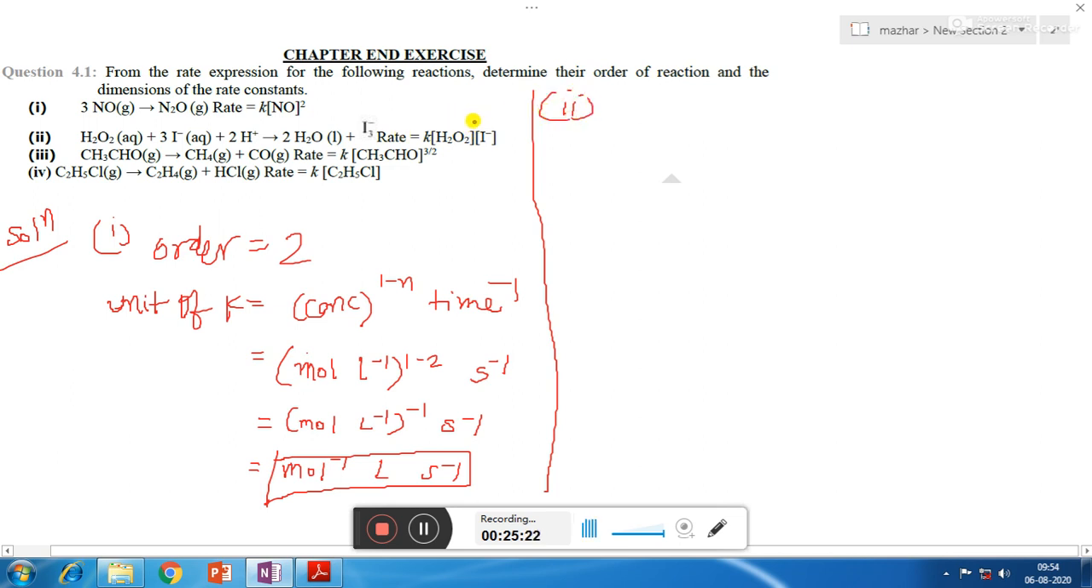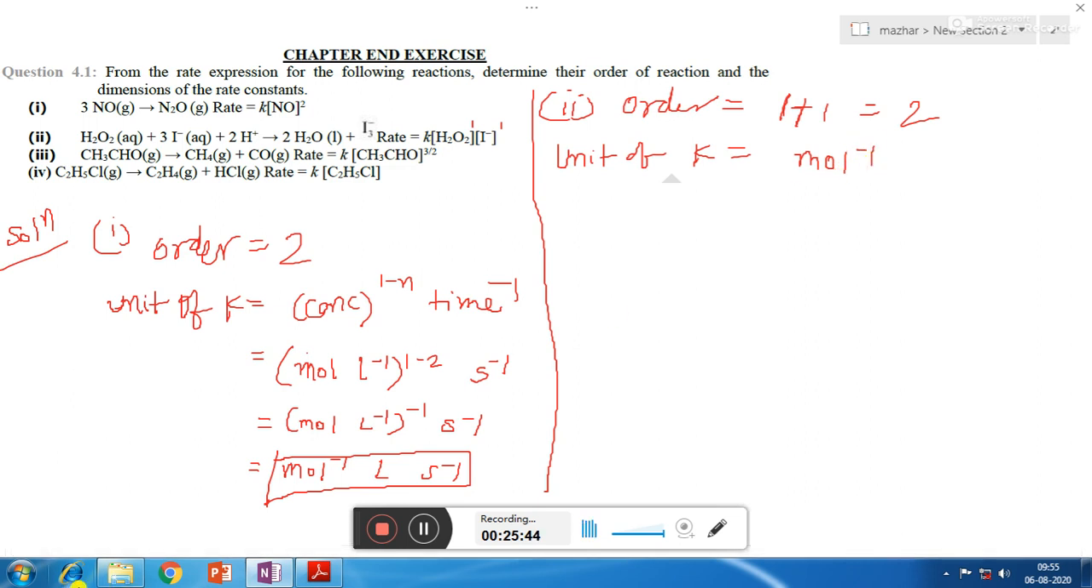Now for the second one, rate equals K into H2O2 raised to 1, I minus raised to 1. So order will be equal to 1 plus 1, that is 2. And what will be the unit of K? Again the same unit. Whatever we found in number 1 will be the unit in number 2 also, because both are second order reactions. So here also the unit of K will be mole inverse liter second inverse.